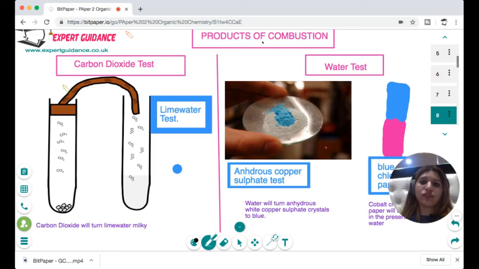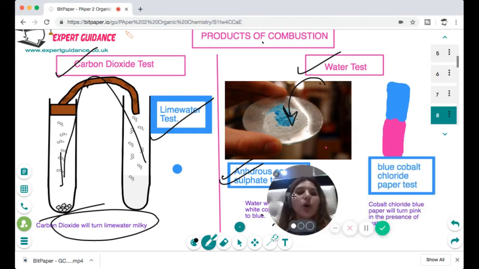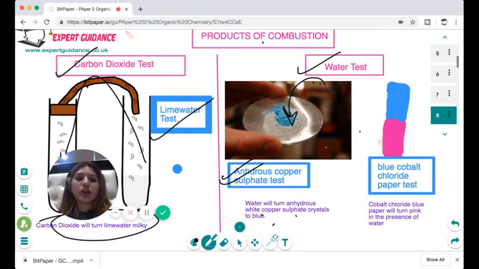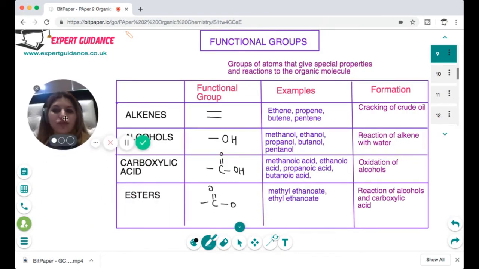Combustion gives carbon dioxide and water. For carbon dioxide it is the lime water test. You do the combustion reaction, the gas is collected, you pass it through lime water, and it will turn lime water milky. For the water test, you take anhydrous copper sulfate, and when you add water to the anhydrous copper sulfate, it will turn blue, or you pass the water through blue cobalt chloride paper and it will turn pink. So cobalt chloride and copper sulfate are both tests of combustion products.